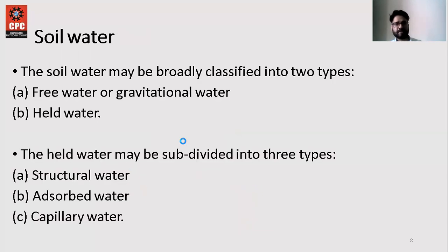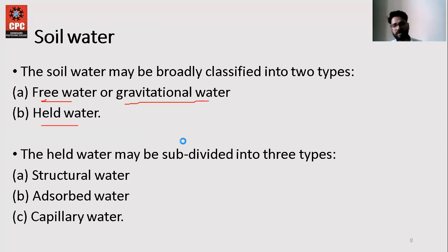The next term is soil water. The water present in the voids of a soil mass is called soil water. It can be broadly classified into two types. The first is free water, also known as gravitational water, and the second is held water. Water which is free to move through a soil mass under the influence of gravity is known as free water. This water can be easily removed by heating the soil mass at a temperature of 105 to 110 degrees Celsius.